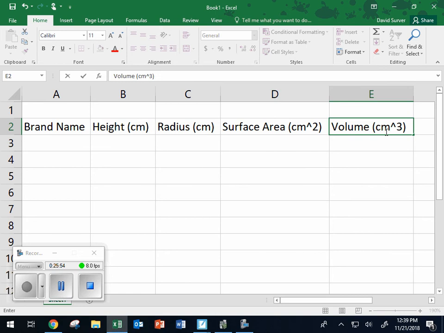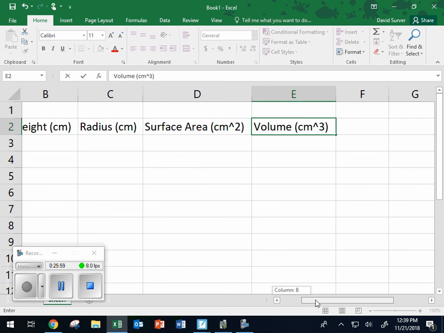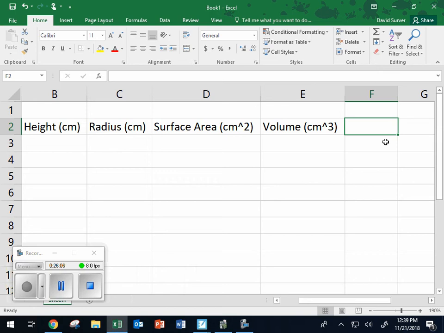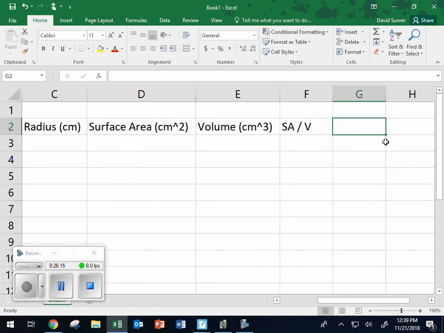So I am going to scroll over to the right and add the next 2 columns. The column that I would like here would be the surface area divided by the volume. And then the final column I would like would be the height of your can divided by the radius of your can. So those are our 7 different columns.